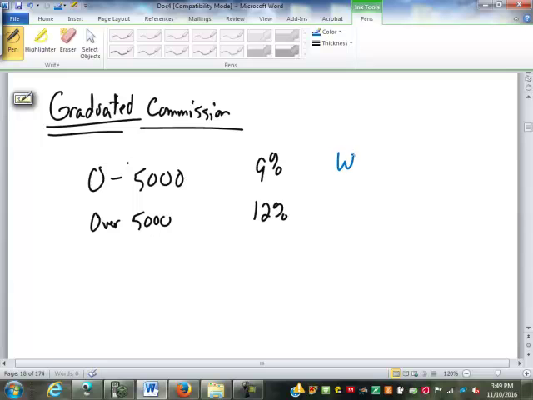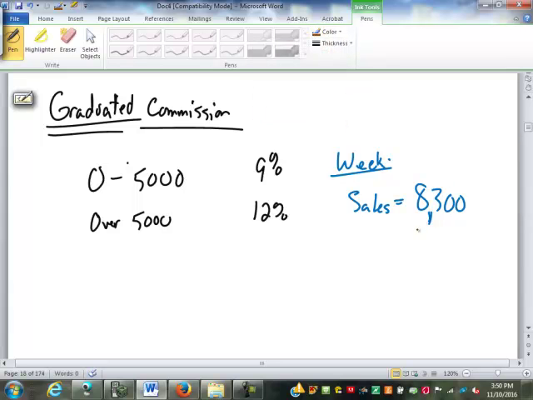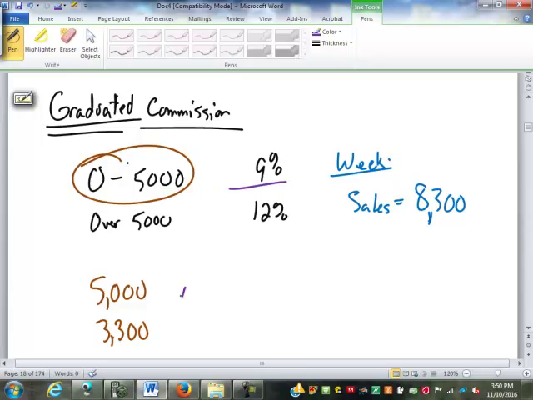So if you have a week where your sales are $8,300, well, that $8,300 is going to get split into two categories. We have the first 5,000, and then how much is over 5,000? $3,300. Good. That first 5,000 gets paid at 9%, so times 0.09, which is $450.